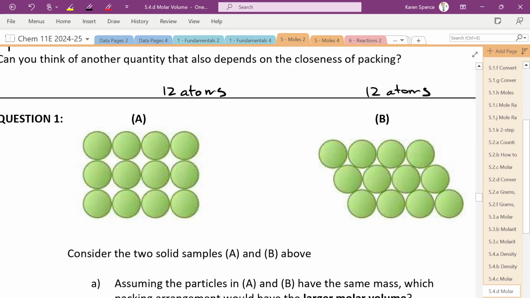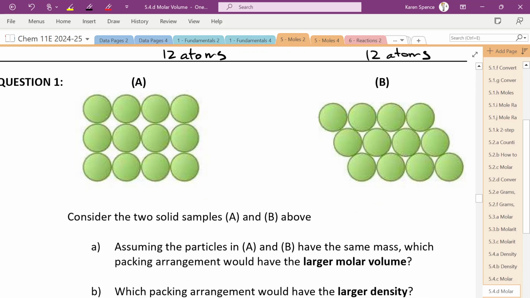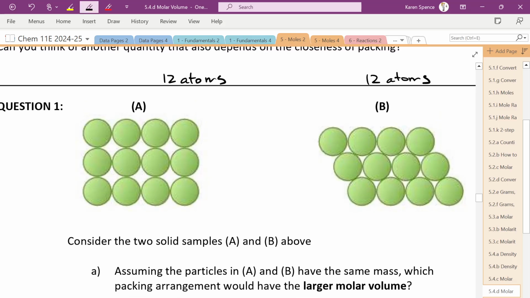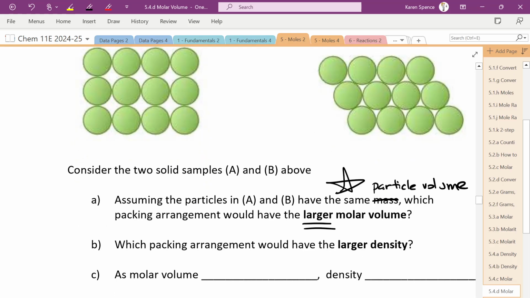Assuming that the particles in A and B have the same mass, actually I should say same volume, same particle volume. I need to fix that. Which packing arrangement would have a larger molar volume? A. Why? More spaces in between. There's more space in between.